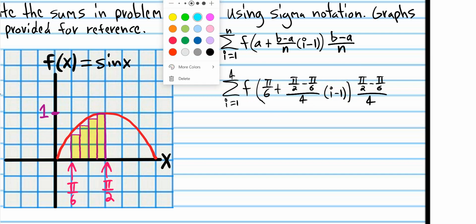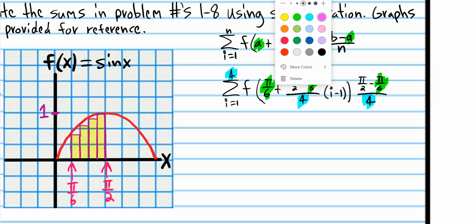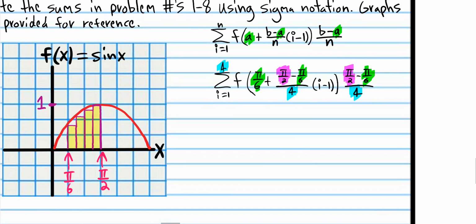So these numbers here, those were n, and these numbers are a, and these numbers are b. Of course, you don't really have to use colors here. I just want you to see where these numbers are coming from.